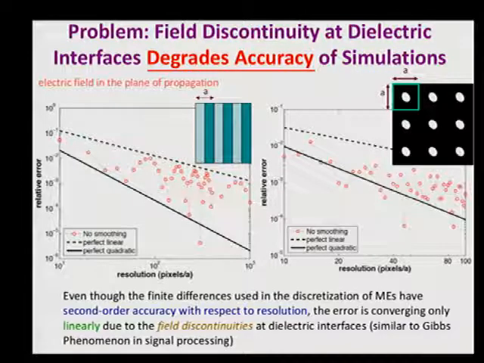Even though the finite differences used in the discretization of Maxwell's equations have second-order accuracy with respect to the resolution, the error is converging only linearly due to the field discontinuities at dielectric interfaces. This is similar to Gibbs phenomena in signal processing, where a discontinuous signal is being represented by a continuous sine series.